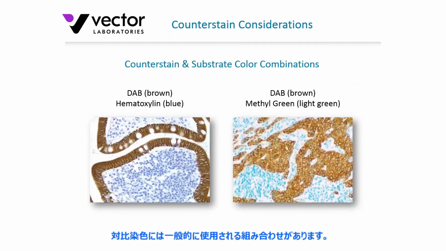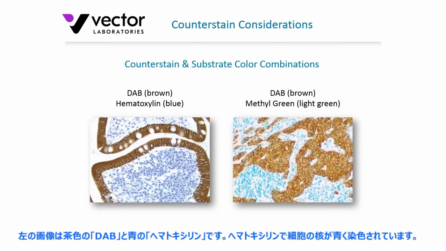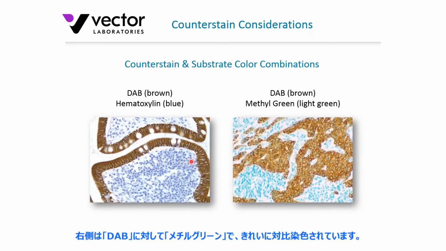Here are some commonly used combinations of counterstains. Brown DAB shown here on the left-hand side with blue nuclei stained with hematoxylin. Brown DAB, excuse me, with blue hematoxylin. And over on this image here on the right, brown DAB for a different antigen in contrast with a nice methyl green counterstain.